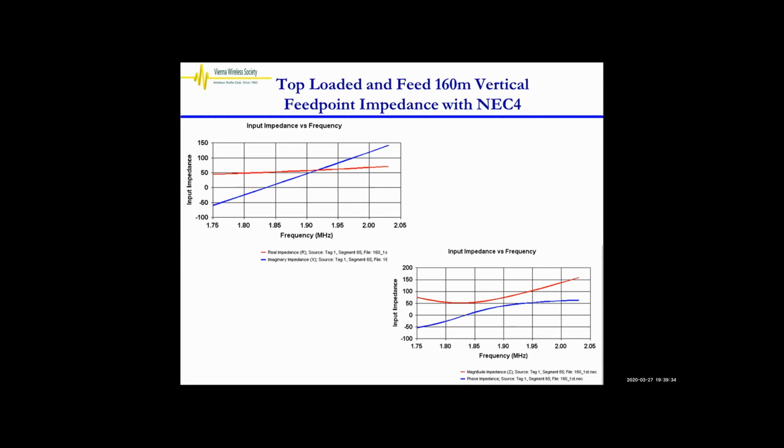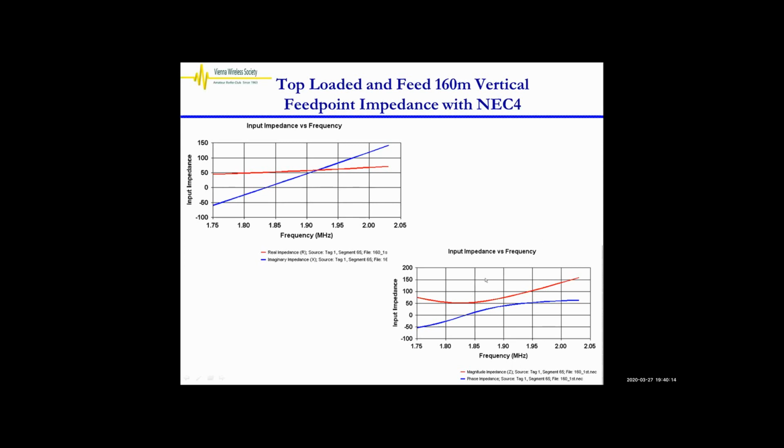And once again, in this case, the colors are backwards. So the blue in this case happens to be my reactance value. And you can see I'm resonant at about 1.84 megahertz according to NEC 4 with the same design. And again, my feed point impedance here is pretty good for 160 meters with this design. You're pretty much at 50 ohms, close to resonant right here.